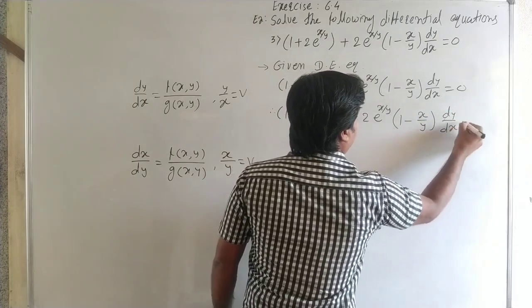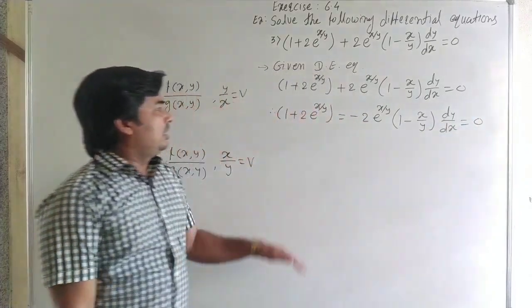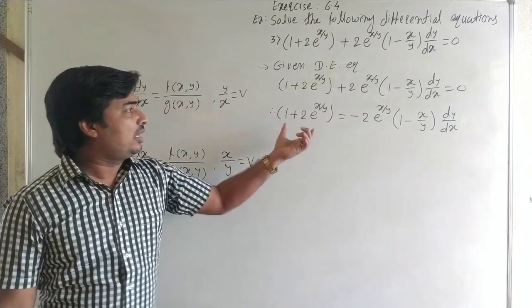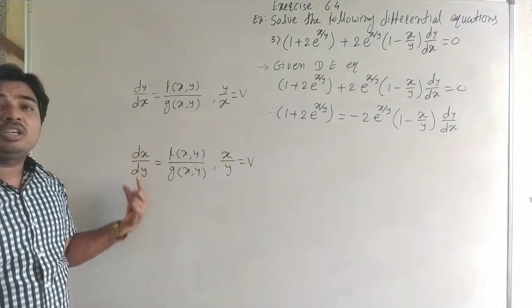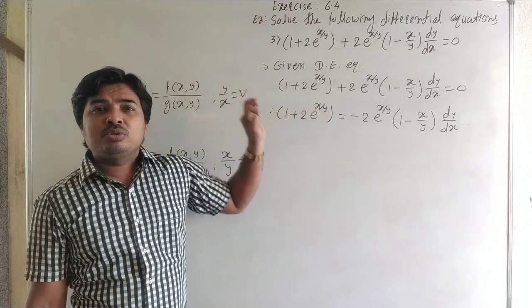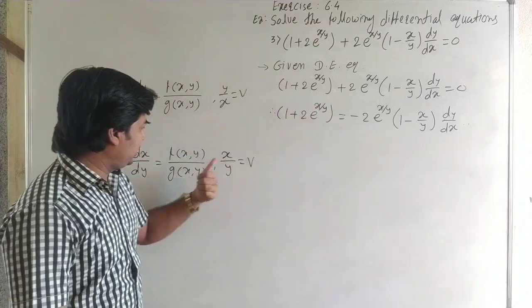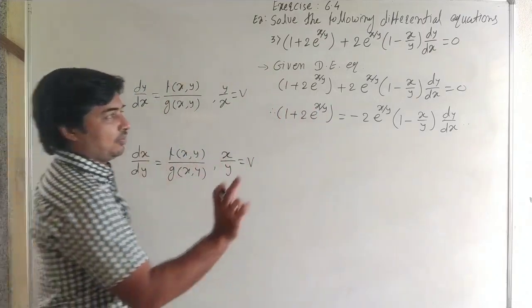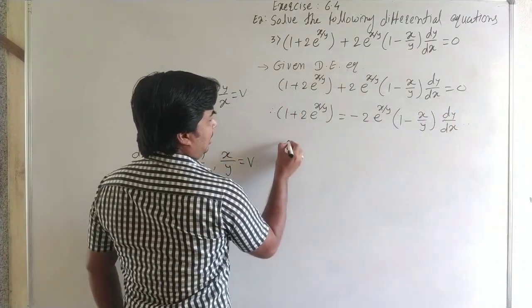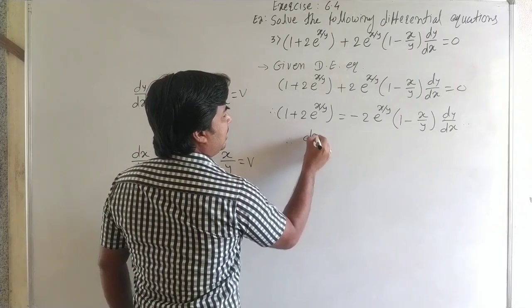Here the differential equation we can write in the form of dy by dx or dx by dy, but here there is e to the power x by y, so here we use dx by dy. Here it is dy by dx; we can write dy by dx on the LHS as dx by dy.